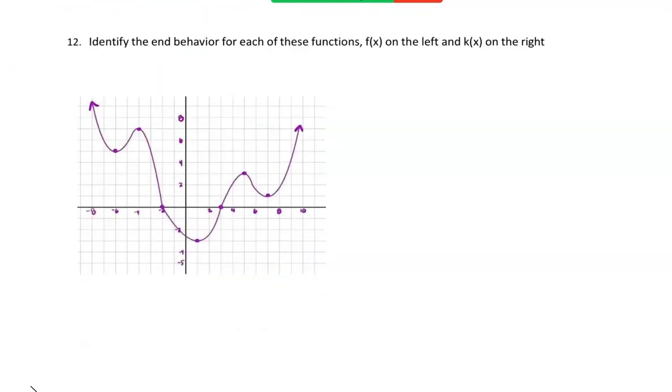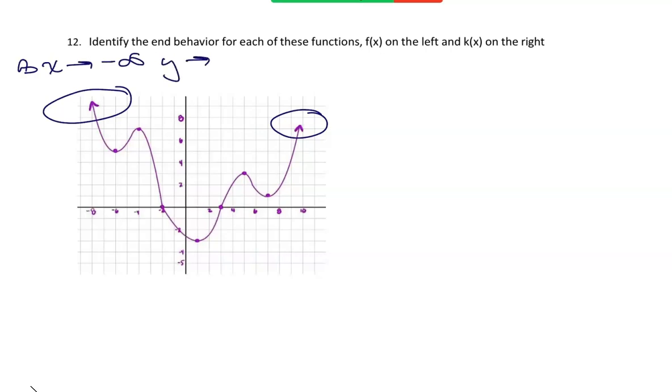Now let's do some easy, quick ones. Okay, end behavior. Look for the arrowheads. This arrowhead says, as x approaches -infinity, y will approach positive infinity. This end behavior says, as x approaches positive infinity, y is also going to approach positive infinity.